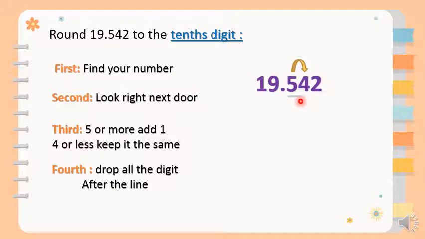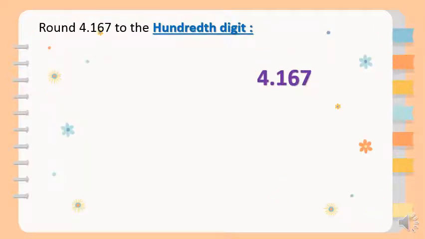Okay, so just like here, we cut the number. We cut the number to the right of our target digit. So it will be 19.5. In this case, we don't add anything. Why? Because it's rounding down. The number after it is 4 or less. Let's make one more example.